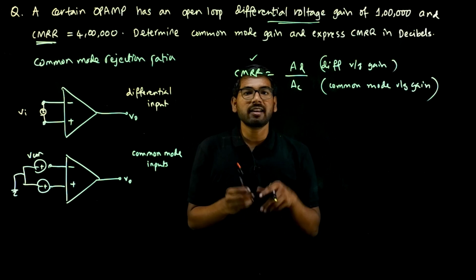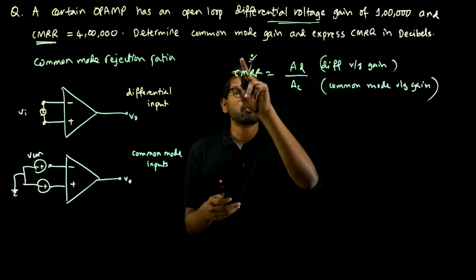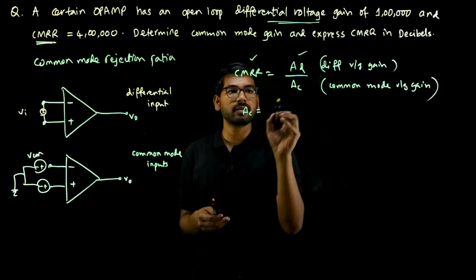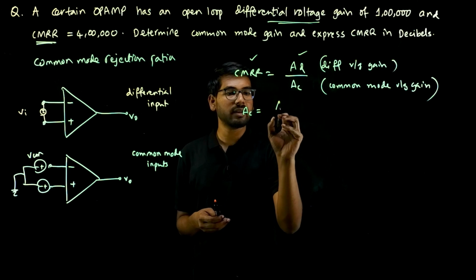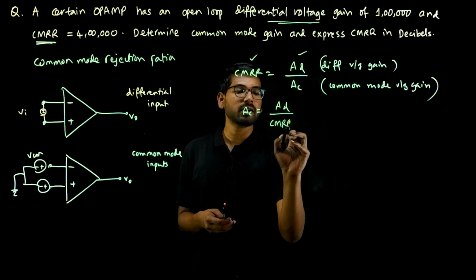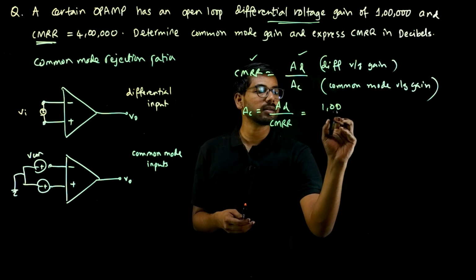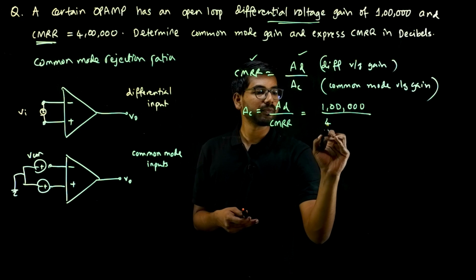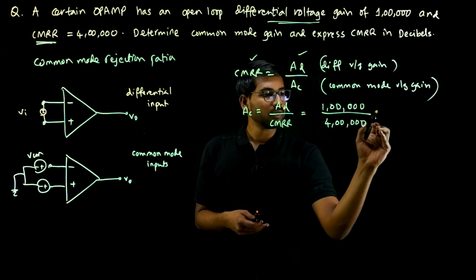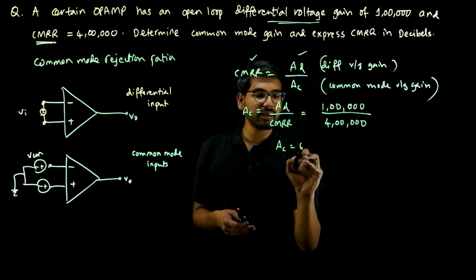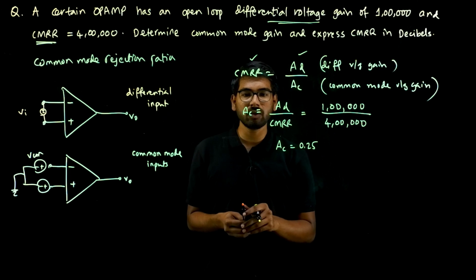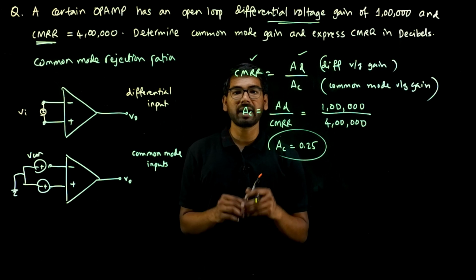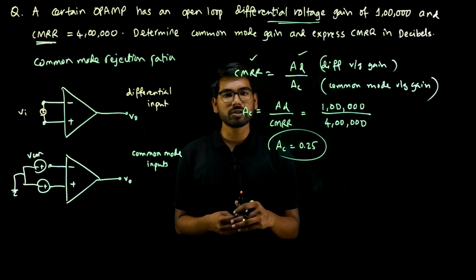Let's find out in this case what the common mode voltage gain is. How do you find it? We know CMRR, we know AD. So AC, the common mode gain, is AD over CMRR. AD is 1 lakh here and CMRR is 4 lakh. So it is 1 over 4. So the common mode gain is 0.25. It's almost equal to 0. So in this case, a practical OPAMP has a common mode voltage gain of 0.25.